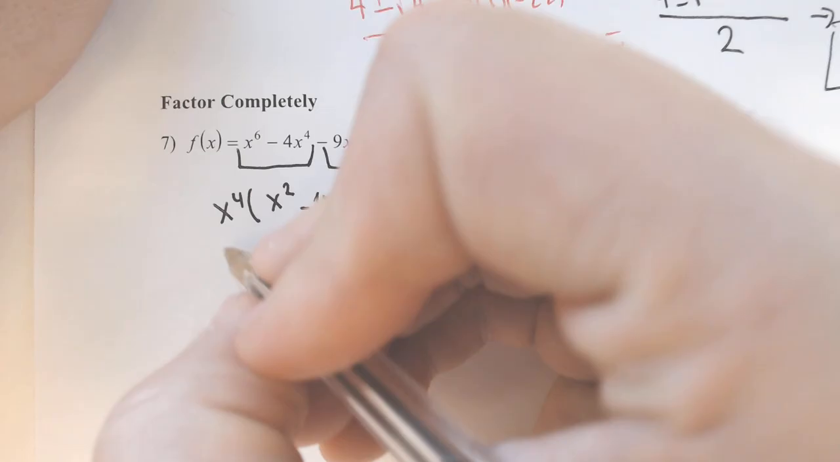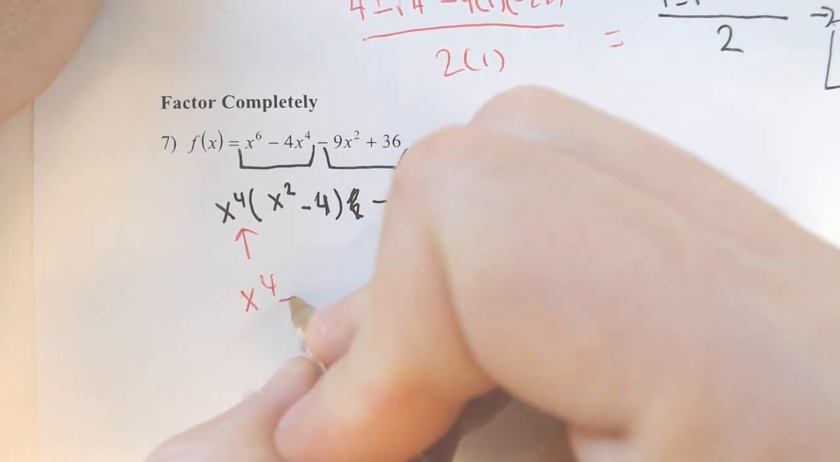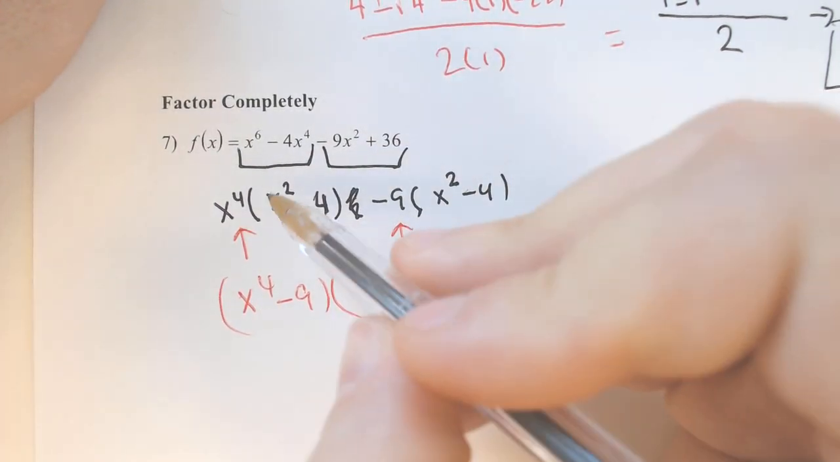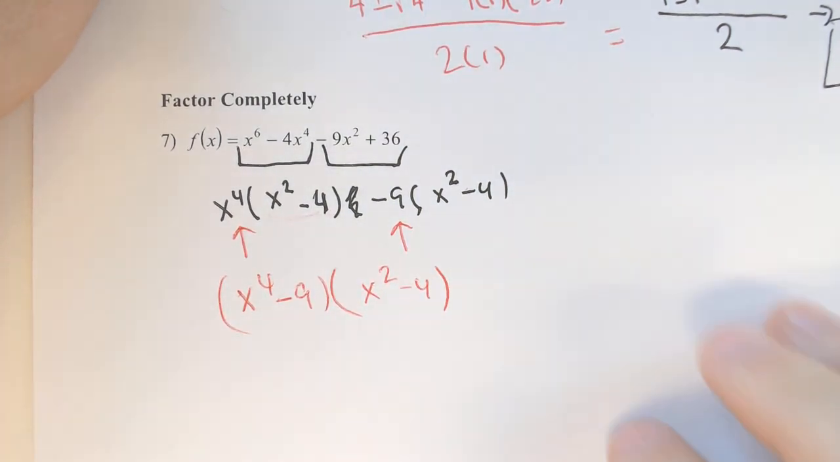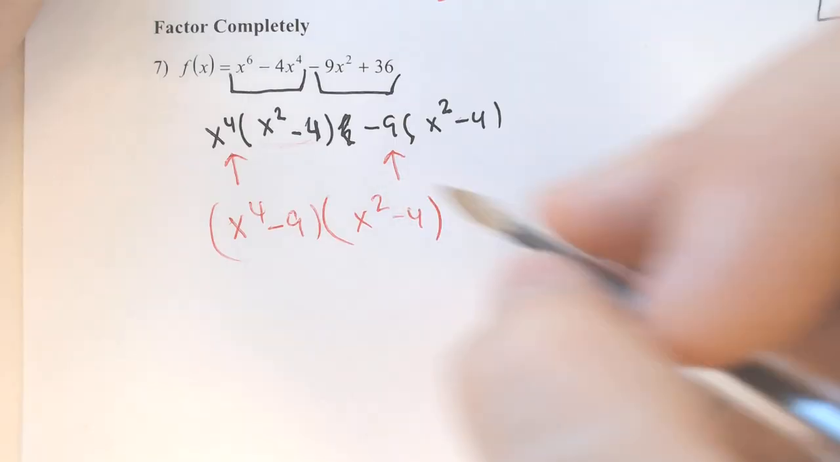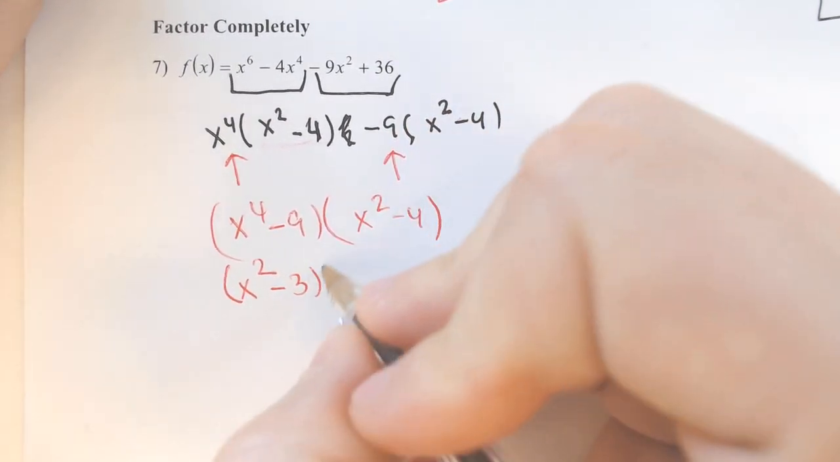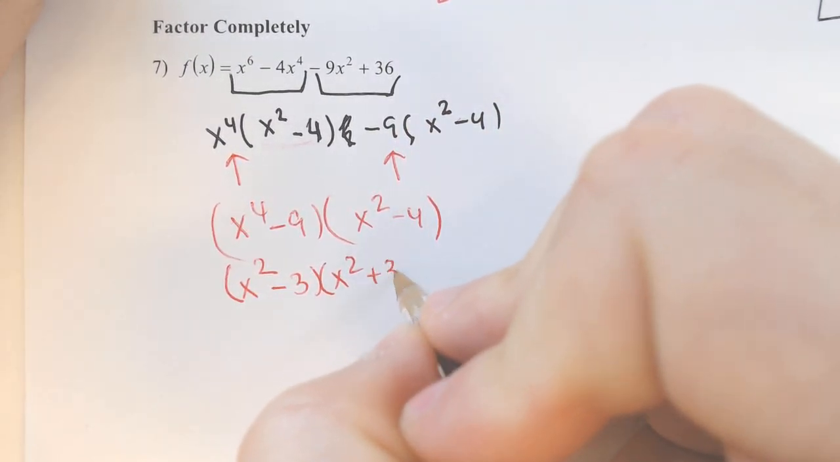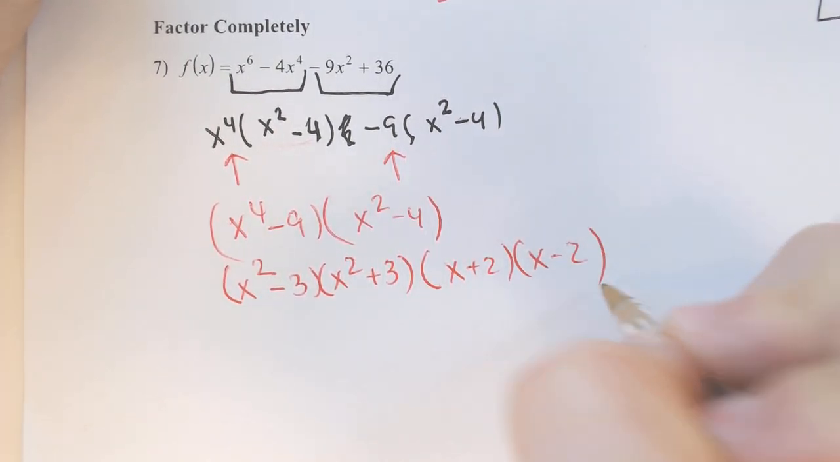So, numbers in front, we got x squared and negative 9. That would be x to the 4th and negative 9. Then the x squared and minus 4. If we were to factor this further, which we need to, we would end up with x squared minus 3 and x squared plus 3 and x plus 2 and x minus 2.